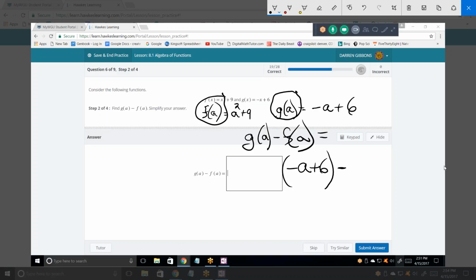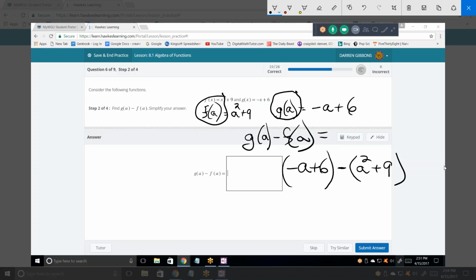I definitely am going to need the parentheses on the next term, a squared plus 9. You see why I need those parentheses. That negative sign needs to be distributed not just to the a squared, but to the plus 9 also. So now remove parentheses and simplify. And that's what they're going to want here.